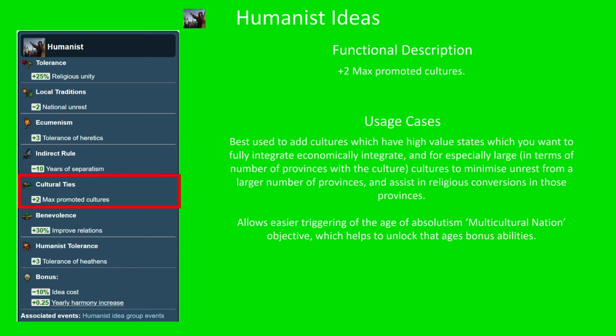This is especially true for large culture groups, so Francian or Muscovite, things like that, where you get a large number of provinces that have the culture, so you're minimizing the unrest owing to having a non-accepted culture in a larger number of provinces, reducing a larger amount of total unrest, as well as in locations where you're having a really hard time religiously converting, because when you've got an accepted culture, it's easier to convert.